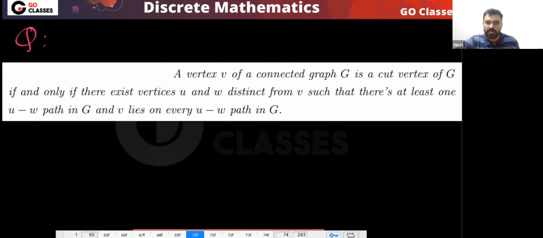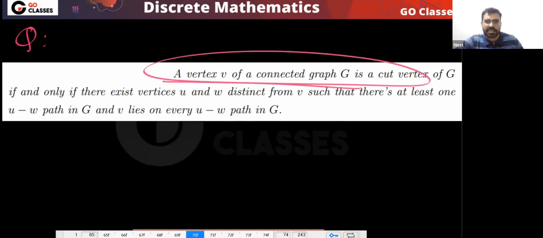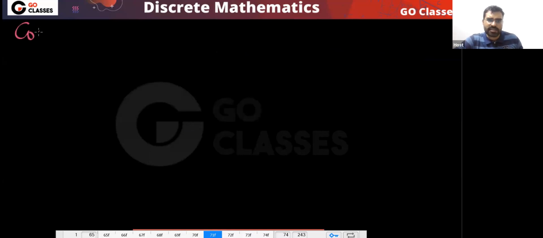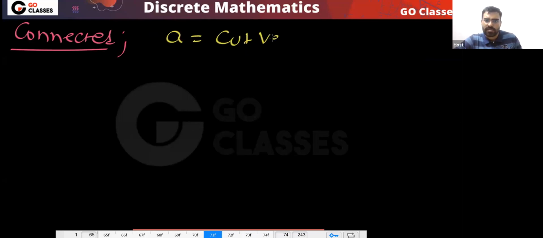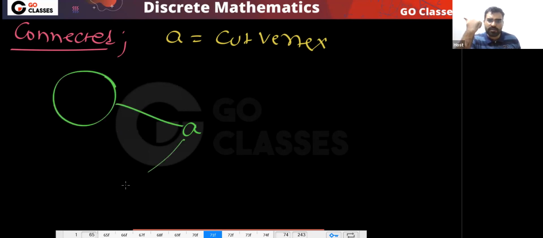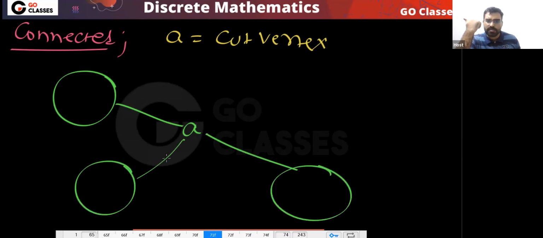This is actually true. Remember, your graph is connected, and let's assume this vertex A is a cut vertex. What is the picture? I told you the memory picture for a cut vertex. The memory picture for a cut vertex is Spider-Man.